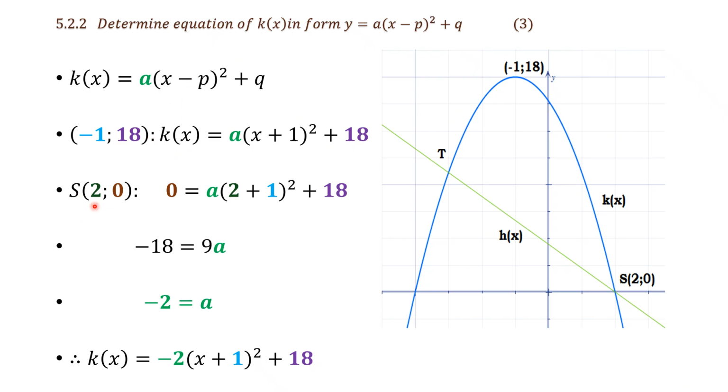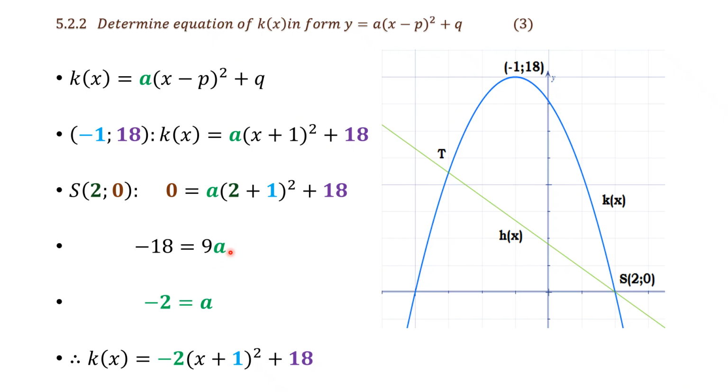Now we have the coordinates of S, 2 and 0. You see we still have A as an unknown. So to find that, we have to substitute the other point given, which is S. So according to this, my X value is 2 and my Y value is 0. 2 plus 1 would give me 3. 3 squared would give me 9a. If I take positive 18 over, it becomes negative 18. Then we always divide with the coefficient in front of the variable, in this case a.